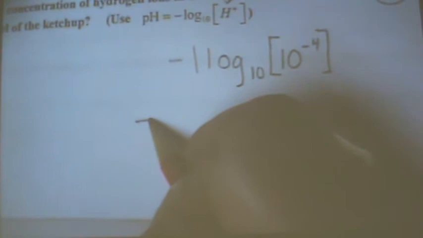If you bring this power in front, you have this -4.